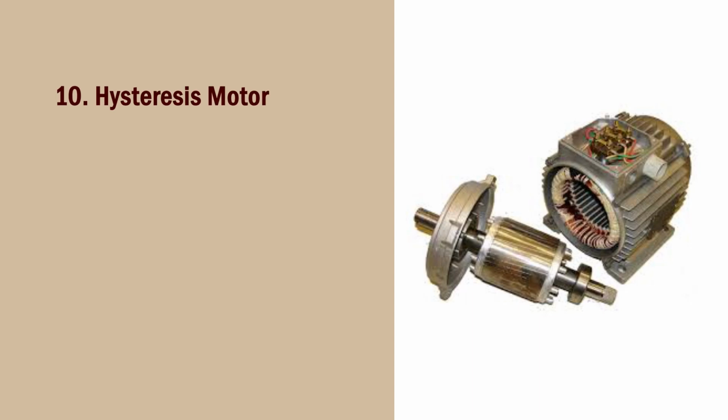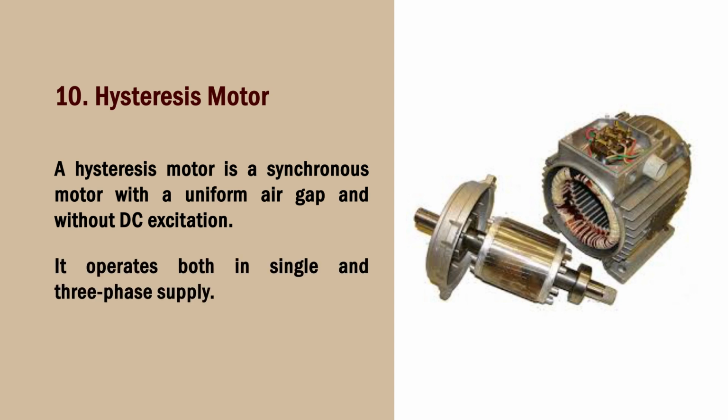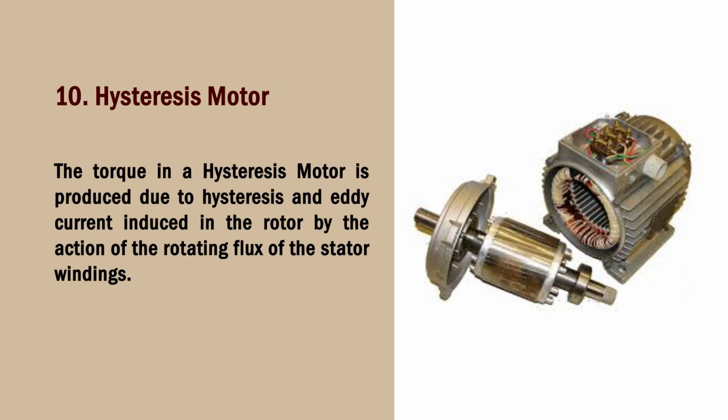The next type of motor is the hysteresis motor. A hysteresis motor is a synchronous motor with a uniform air gap and without DC excitation. It operates on both single and three-phase supply. The torque in a hysteresis motor is produced due to hysteresis and eddy current induced in the rotor by the action of the rotating flux of the stator winding.